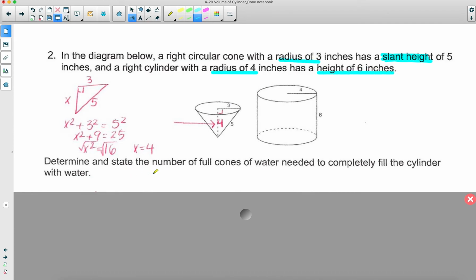We have to determine and state the full number of cones needed to completely fill the cylinder with water. Okay, so basically what we need to do is find the volume of both and then see how many of these cones it takes to fill up the cylinder.